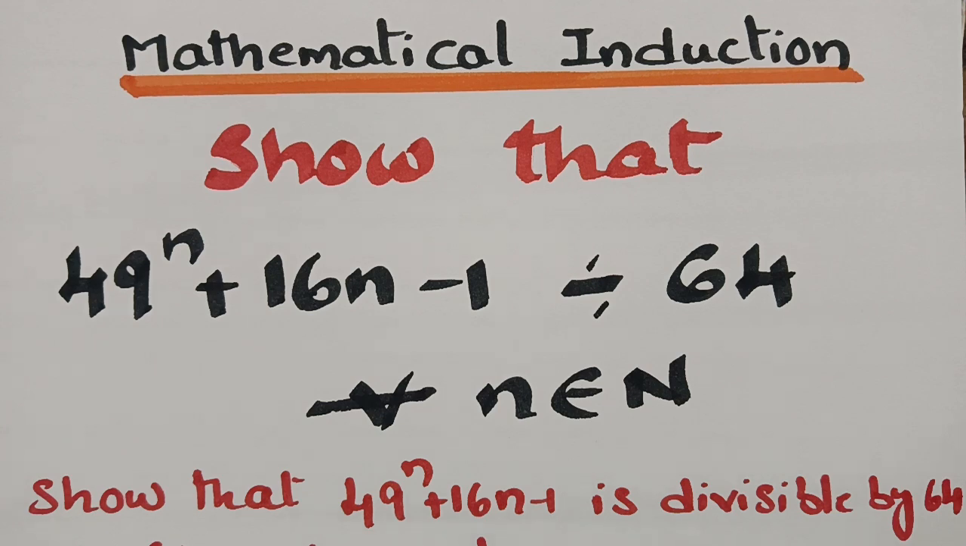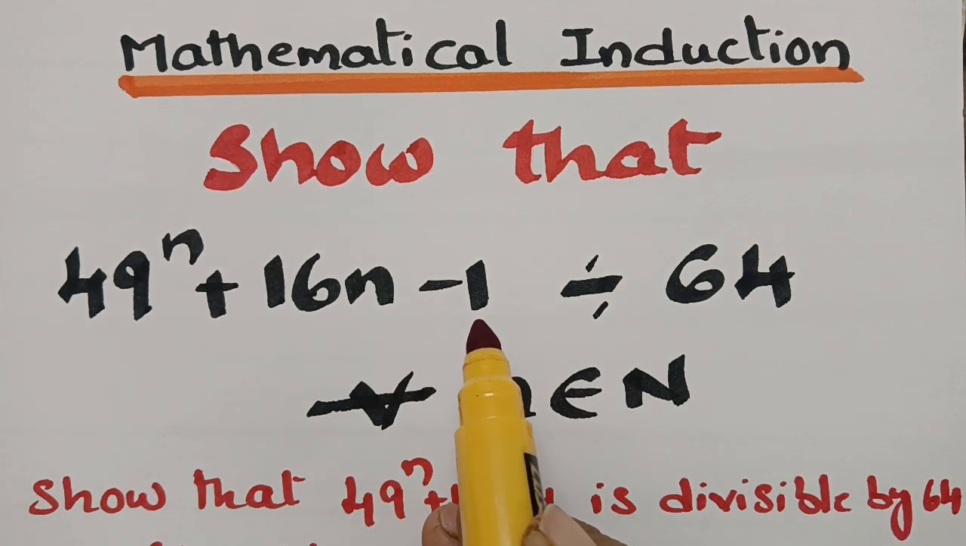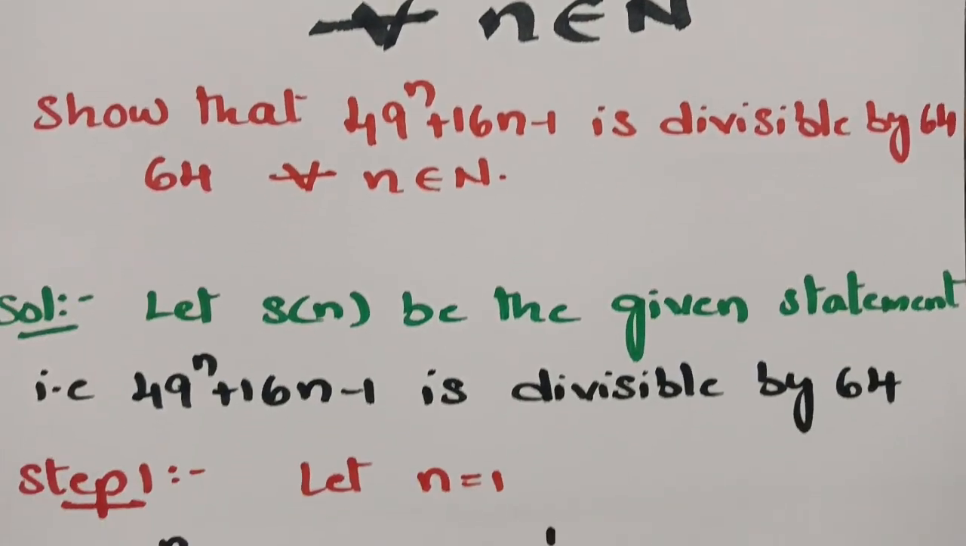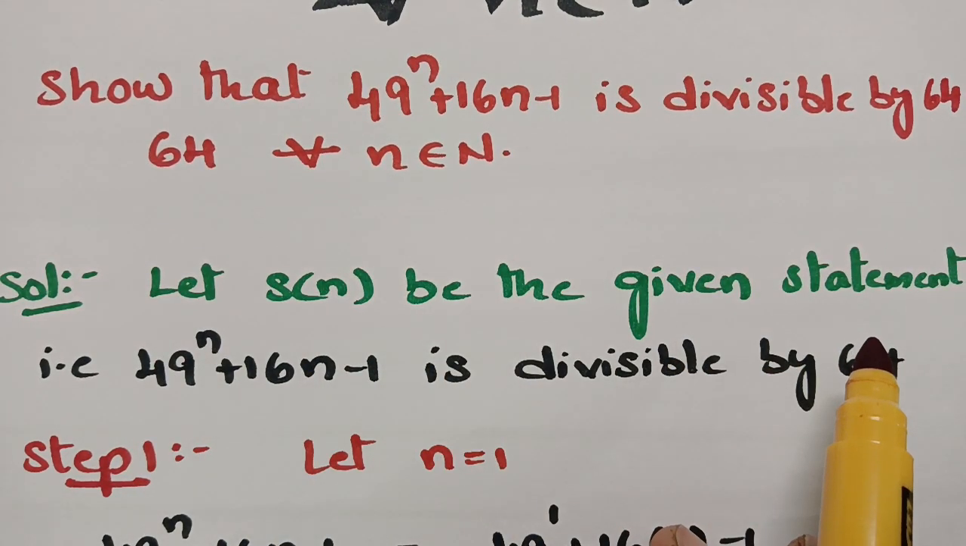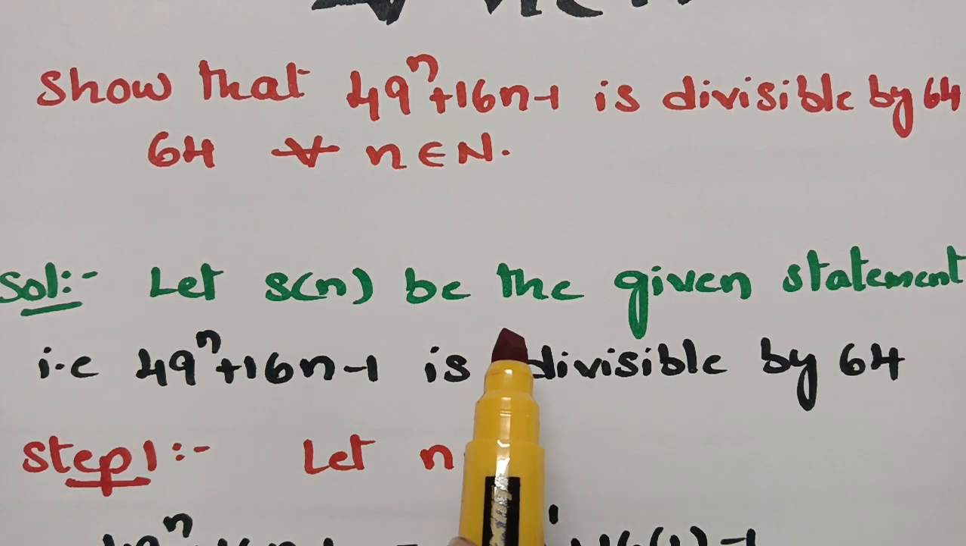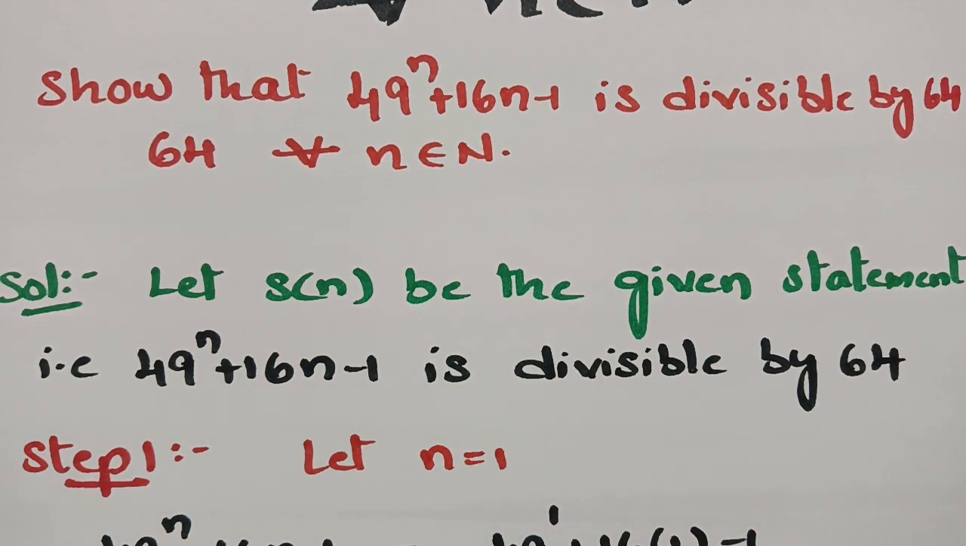So here is an important problem flashing on the screen, and this topic is related to mathematical induction, and this is for MFCS, DMS, DMGT and intermediate 1A. So here we have to show that 49^n plus 16n minus 1 is divisible by 64 for every n belonging to the natural numbers. See, in order to show this, the solution is: let S(n) be the given statement. So what is the statement here? 49^n plus 16n minus 1 is divisible by 64 is the given statement.